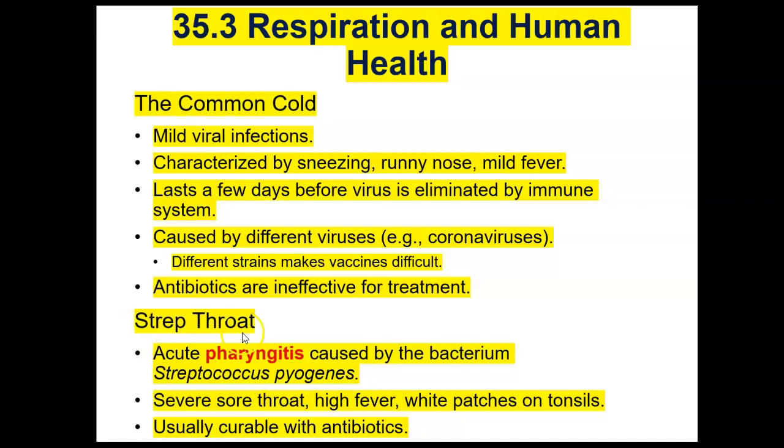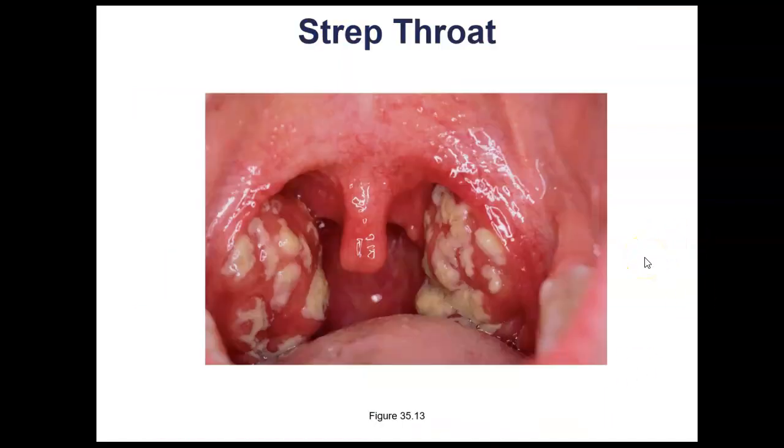Now, strep throat is acute pharyngitis or inflammation of the throat. Strep throat is caused by a bacterial infection of Streptococcus pyogenes. So it's a bacterial infection, meaning that you can treat it with antibiotics. The symptoms are going to be sore throat, high fever, and white patches on the tonsils. This is what severe strep throat looks like on someone's tonsils and at the entrance to their throat.